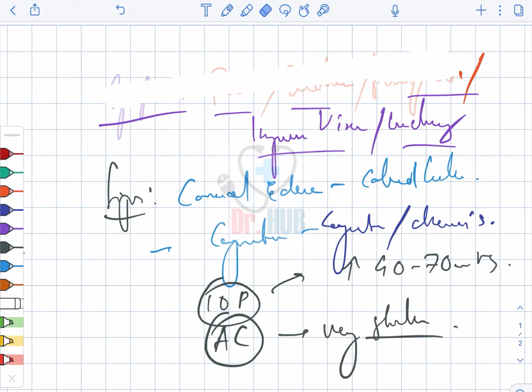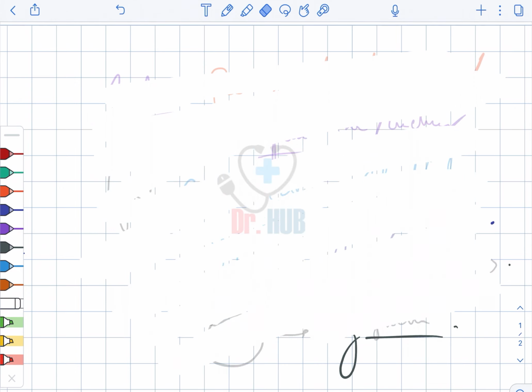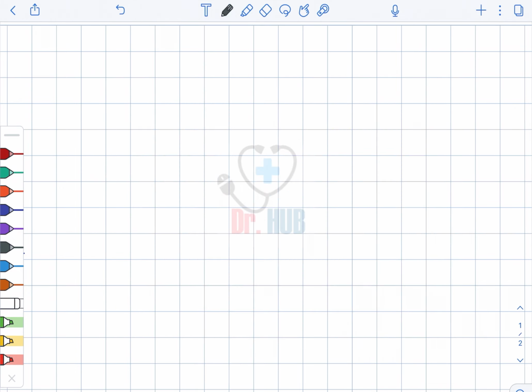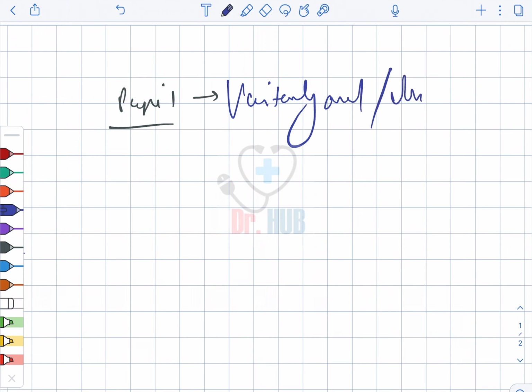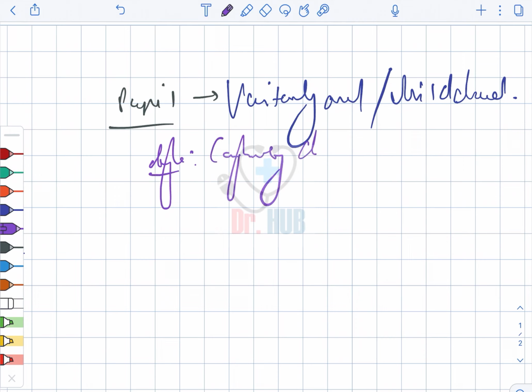Next comes the pupil. In case of the pupil, it is vertically oval as well as mildly dilated. Next we are looking at the angle. In case of the angle, it is completely closed, and this is nothing but grade 0.